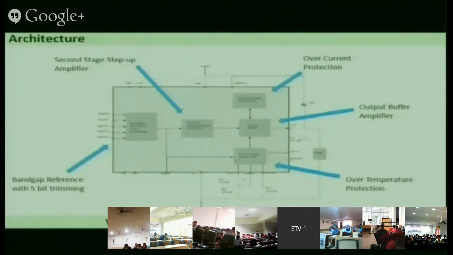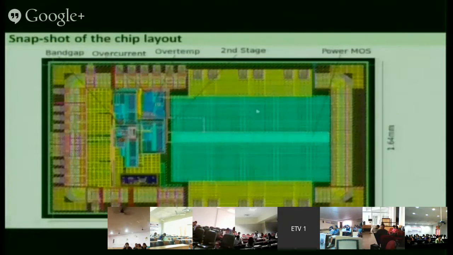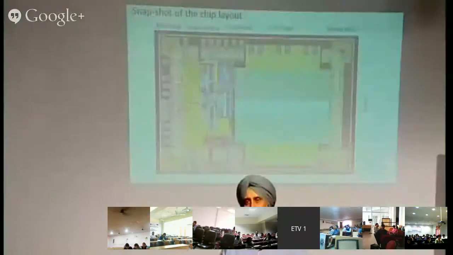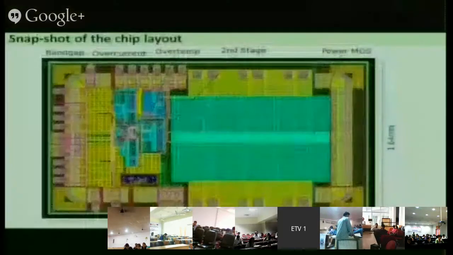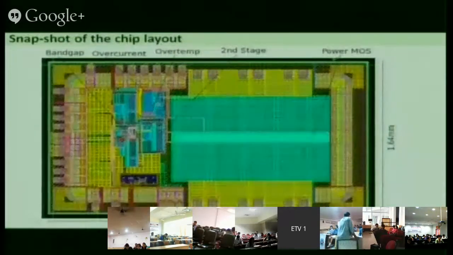Then there is an overvoltage protection circuit and overcurrent protection. So the same thing is coming here. This is the band gap. This band gap uses a BJT transistor also. BJT, and all other transistors are NMOS. So this is the band gap. This is the second stage, and this is the third and last transistor, which is known as the power MOS. This small patch you are seeing, light greenish in color, is a transistor.